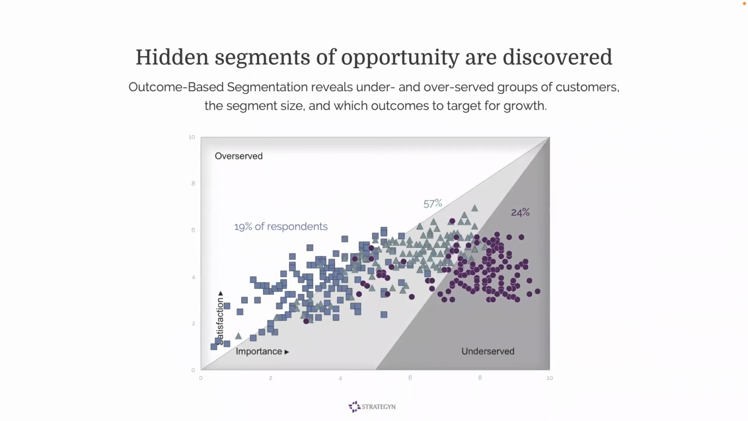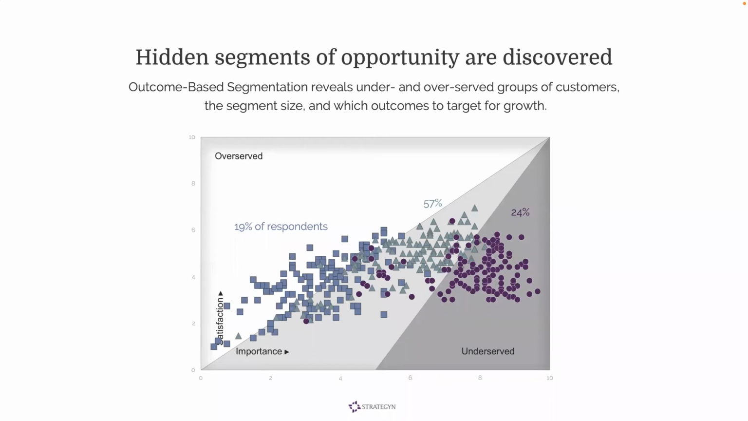This comes from a dental study that we did on filling a cavity. You can see on the far right, 24% of the population, with those purple dots, the purple outcomes, are saying that they're highly underserved, versus over on the far left, 19% of the respondents are saying they're overserved. Right? So now what?